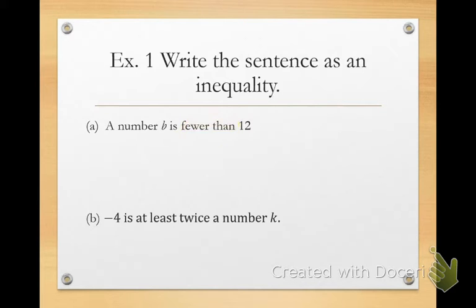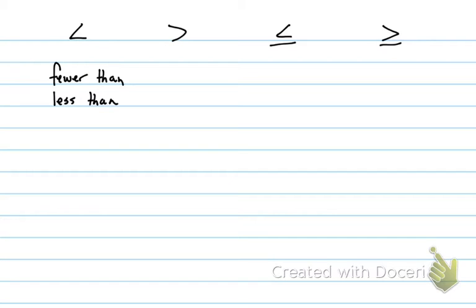It's not too bad. Before we go any further, let's talk about our key words here. We have less than, greater than, less than or equal to, and greater than or equal to. Here are our 4 symbols. So for less than, we just said fewer than. What about just less than? For greater than, we could say greater than, and we could say more than. Then we have less than or equal to and greater than or equal to.